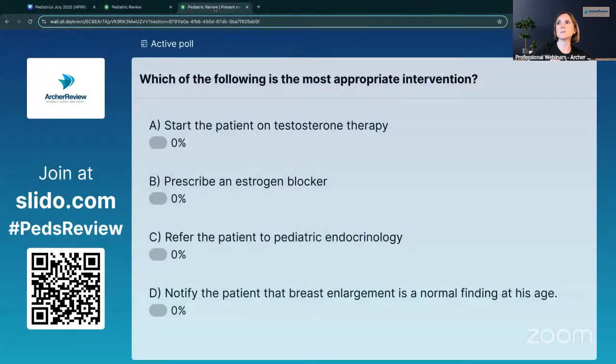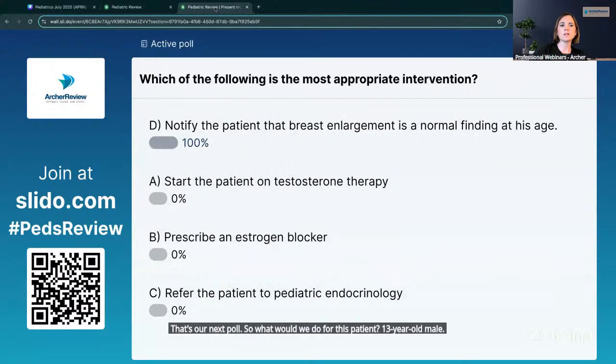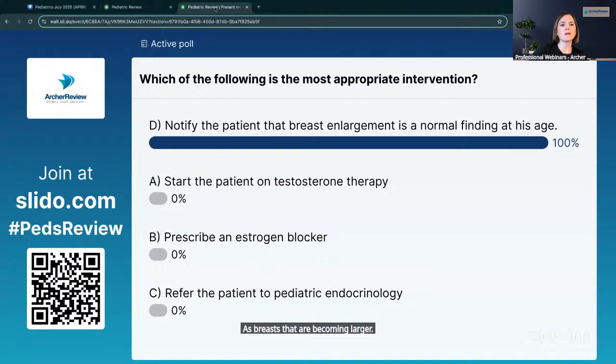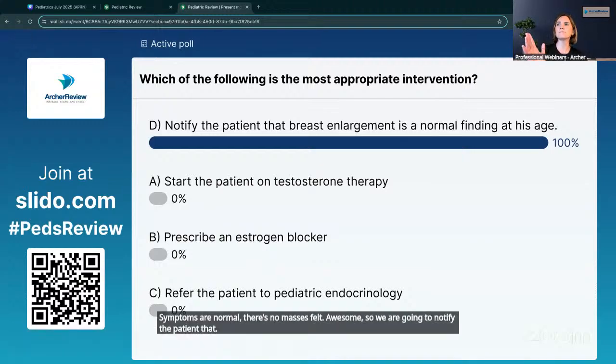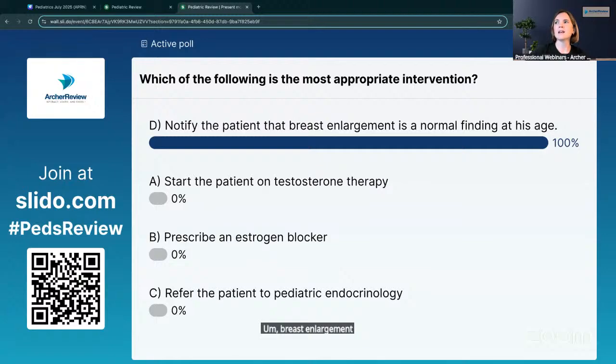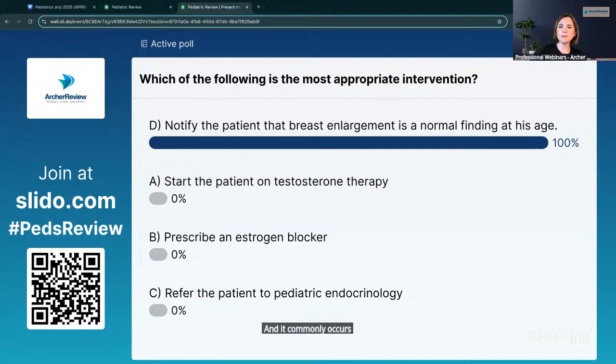All right, so our next poll. So what would we do for this patient? 13-year-old male, has breasts that are becoming larger. Pretty much all the other exam symptoms are normal. There's no masses felt. Awesome. So we are going to notify the patient that breast enlargement is a normal finding in this patient. So gynecomastia is transient and benign bilateral or unilateral breast tissue enlargement. And it commonly occurs sometimes in infancy, but in adolescence as well, and it's due to hormonal imbalances.